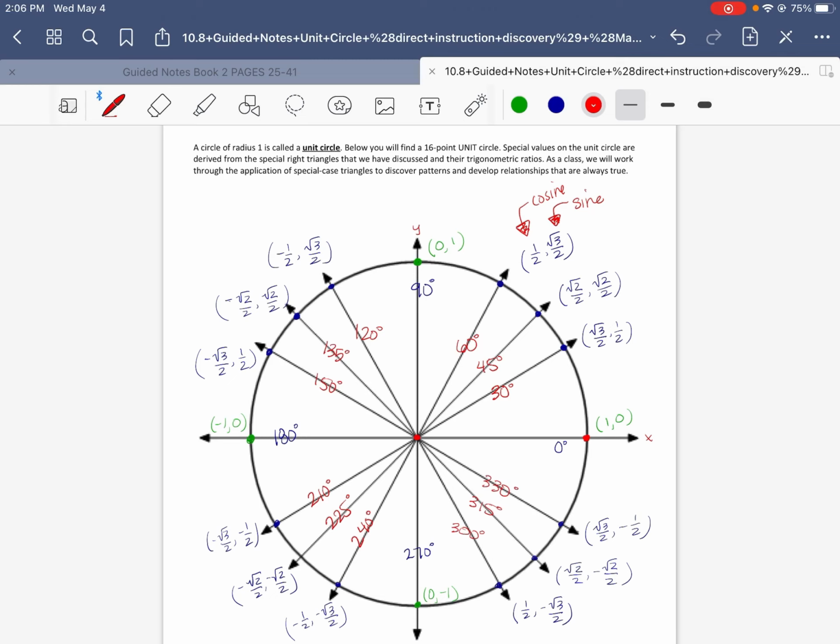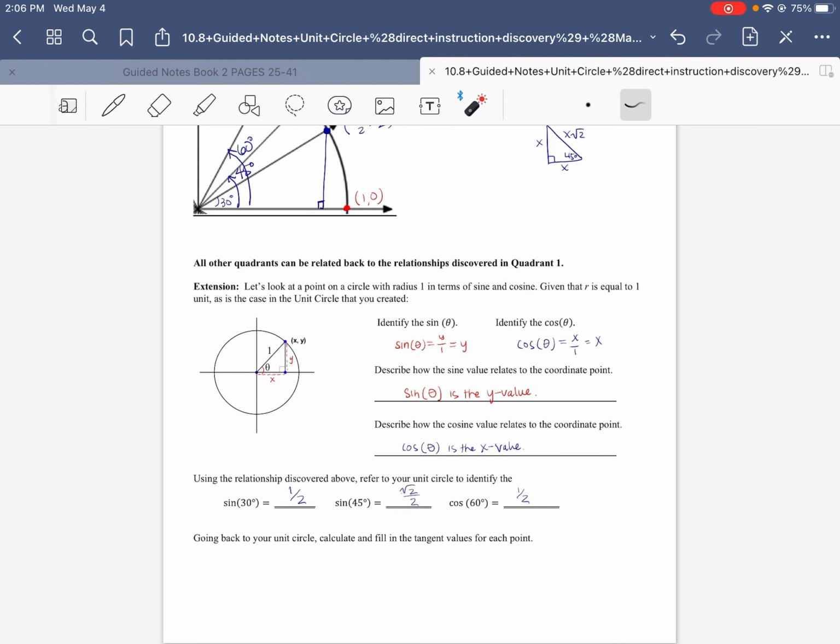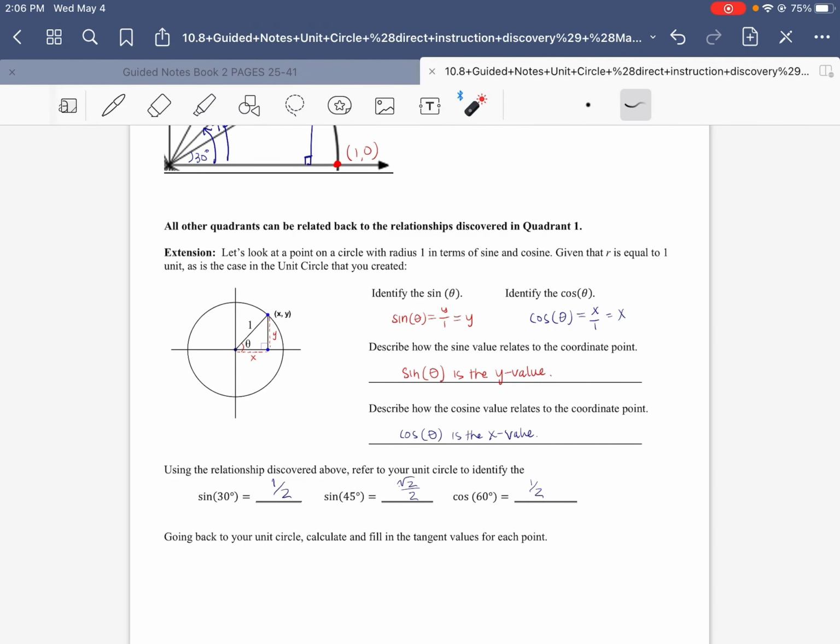And you can try and do this without looking at the unit circle on a few of them. It's really good practice and a good kind of brain exercise to think through where it would be and how it would rotate and be positive or negative and then relate back to those points. The last thing that we're going to add is here at the bottom. This is going back to your unit circle, calculate and fill in the tangent values.